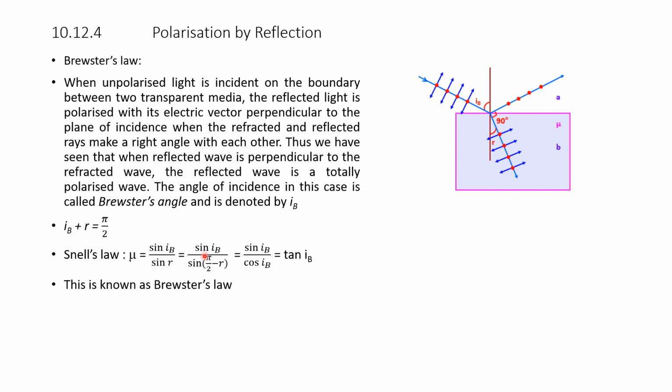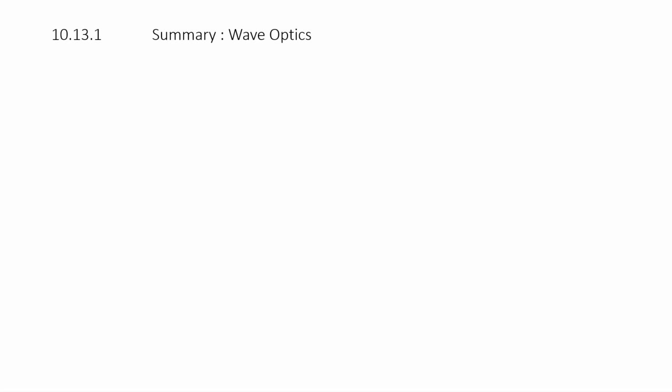Snell's law says mu is equal to sin iB by sin r, which equals tan iB. That is called Brewster's law.